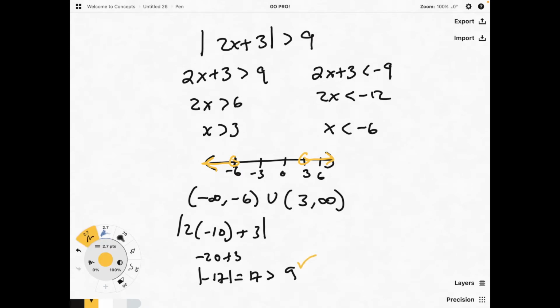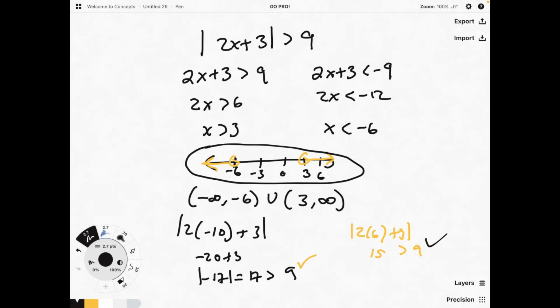Similarly, we need to find a value that's greater than 3. If we choose, let's say 6, then we get 2 times 6 plus 3, and we take the absolute value. 2 times 6 is 12, plus 3 is 15, which is greater than 9, and this actually checks out as well, and that means that this is our correct answer. Don't forget that you need to account for both the positive and the negative direction. Let's look at one more example.